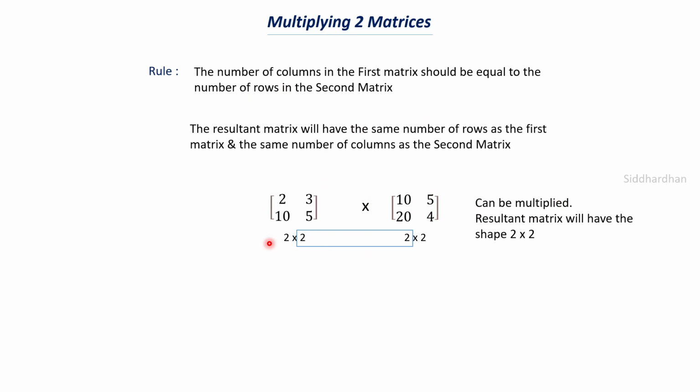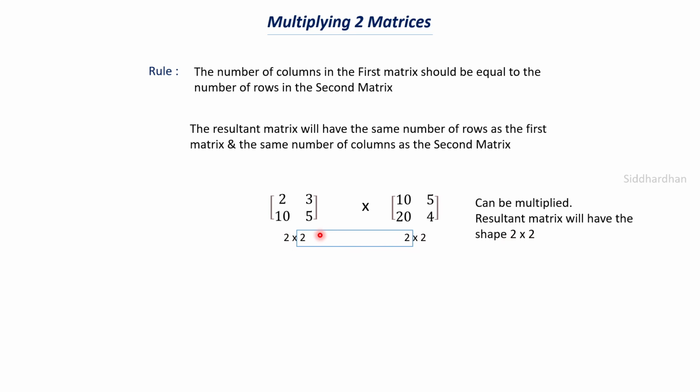So these values can be multiplied, and we have the remaining shape, right? So this two and this two will be the shape of our new resultant matrix. Now consider another case, where the matrix shapes are 3 cross 2 and 2 cross 3. In that case, the resultant matrix will have a shape of 3 cross 3.